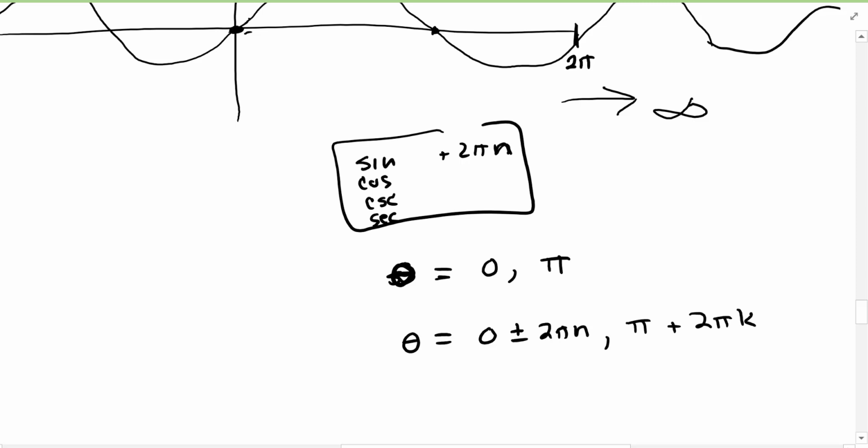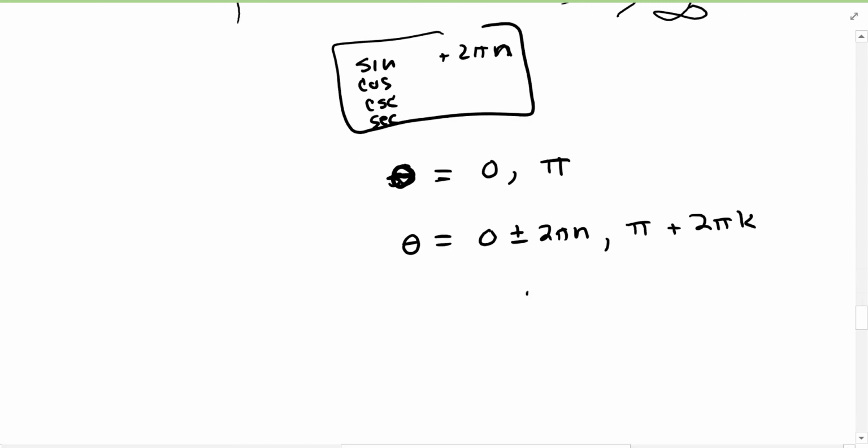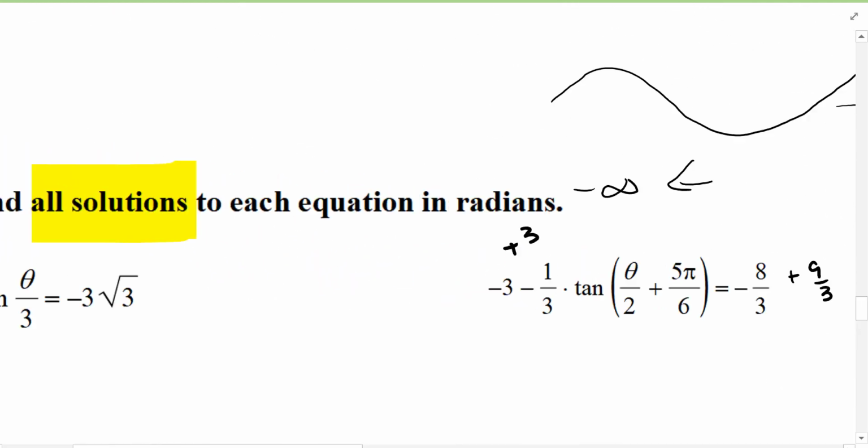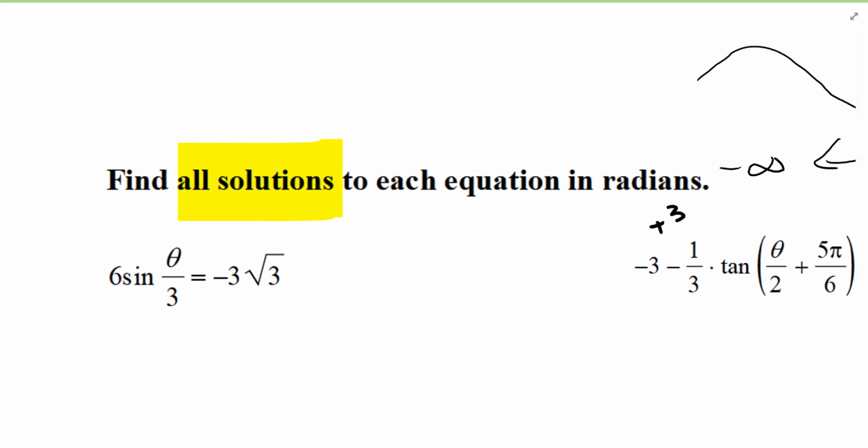But remember, for cotangent and tangent, one of their full cycles happens between 0 and pi. So when it's a tangent or cotangent, we're going to add pi n to both. So let's go through a couple examples and I'll tell you what I mean.